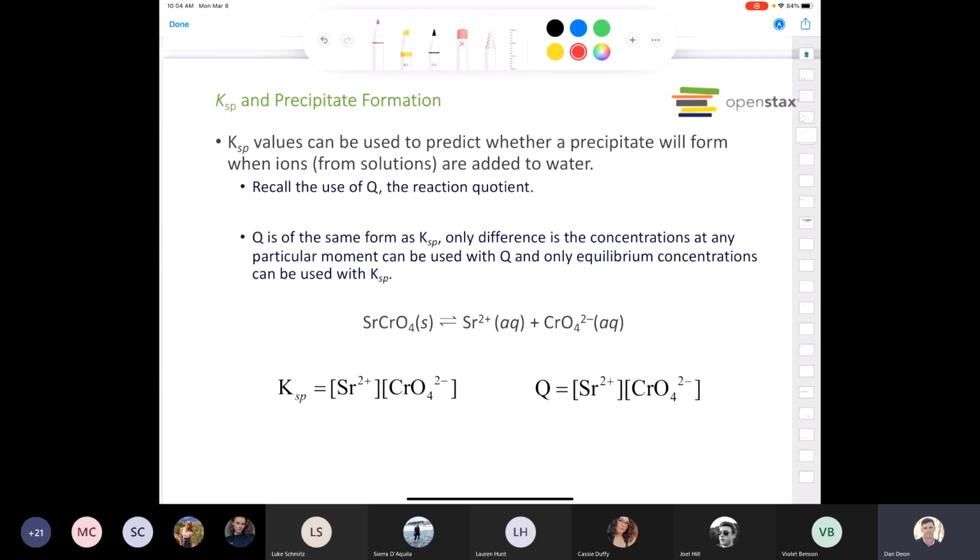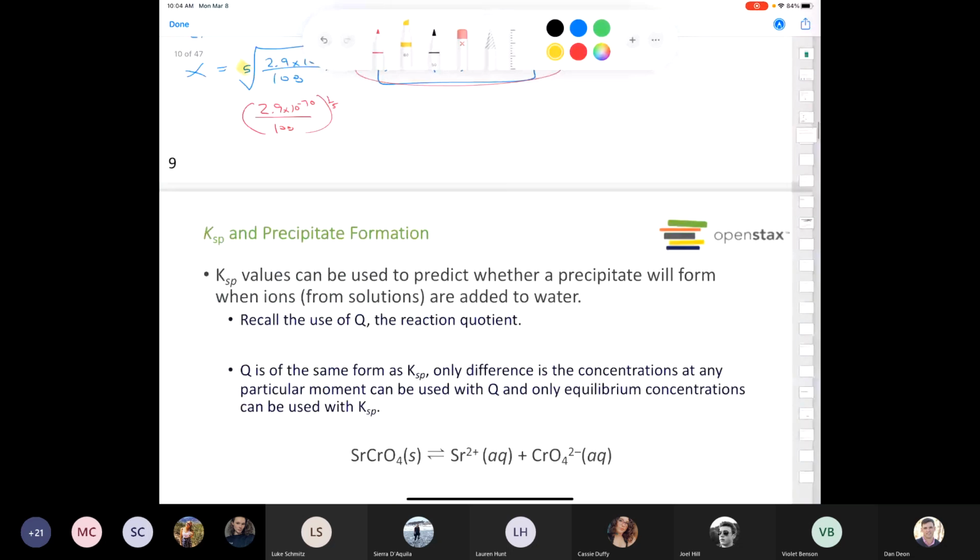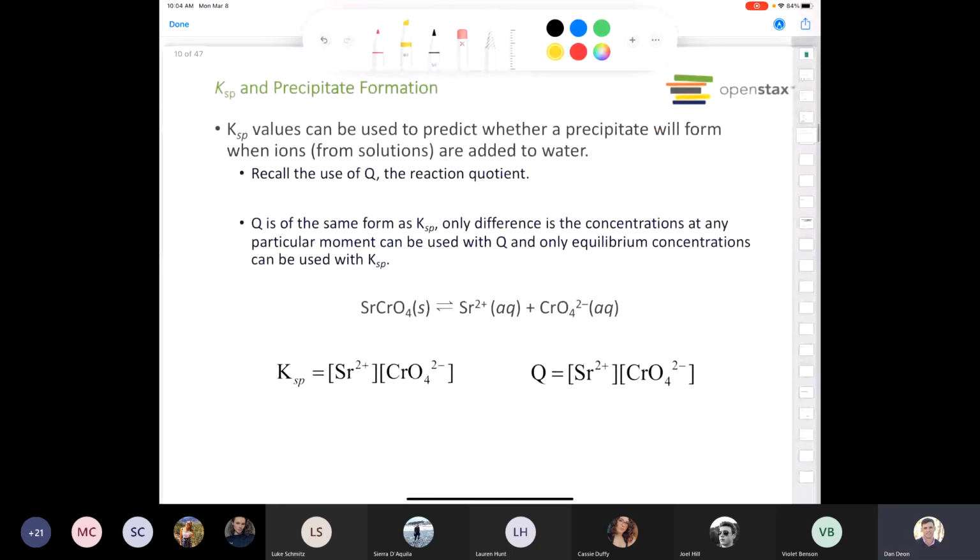So follow me from the top. It says Ksp values can be used to predict whether a precipitate will form or not. And for that, we use what's called a Q, which is called a reaction quotient. Now, our book uses Q and Qsp, which both mean the same thing. Q is the same form as Ksp. The only difference is that the concentrations aren't equilibrium concentrations. That's all.